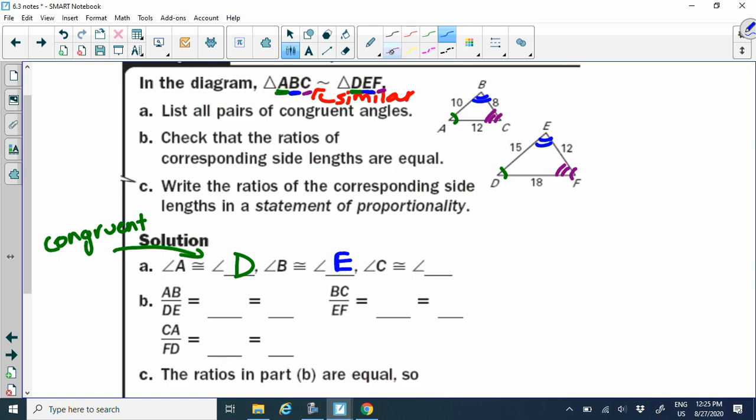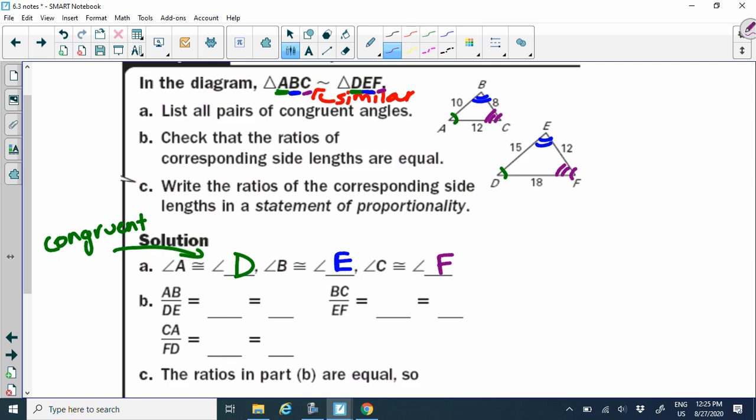And then lastly, what about angle C? Go ahead and put what your guess is for that one. Hopefully you said angle F. So this is nice and easy. As long as you look to see what the similarity statement is, the letters will tell you where it goes. Part B now says to check that the ratios of the corresponding side lengths are equal.